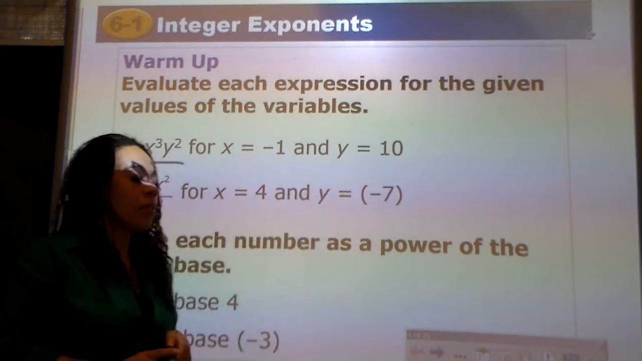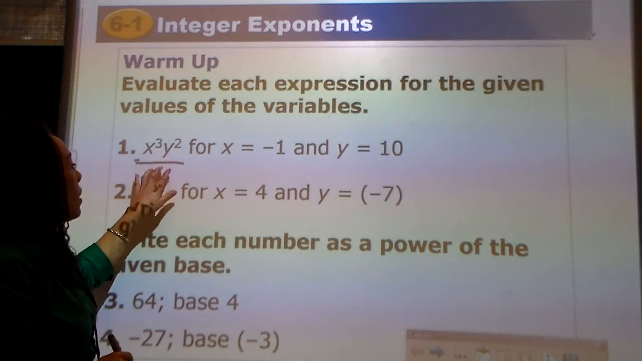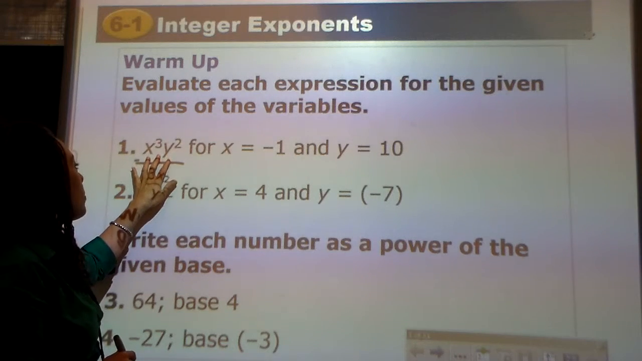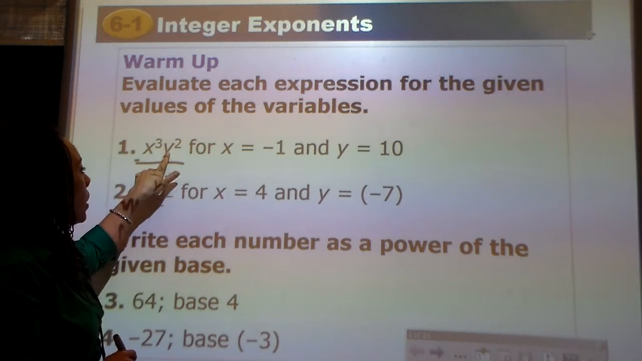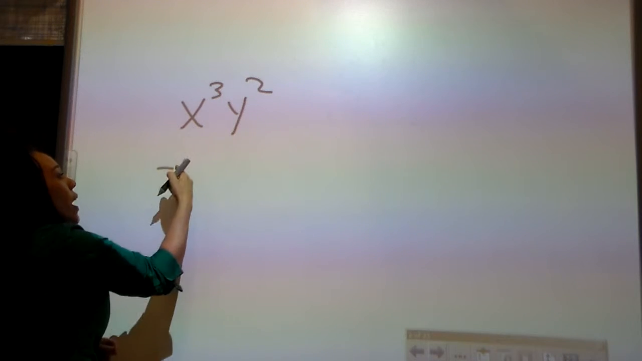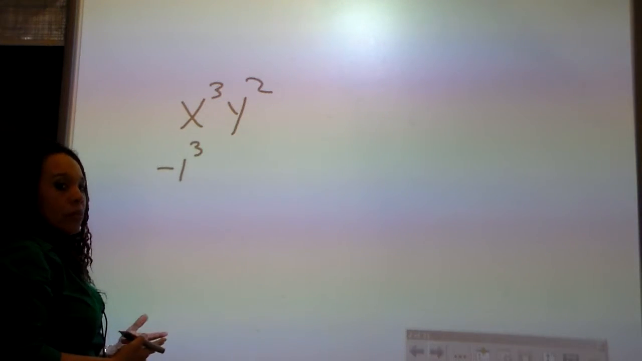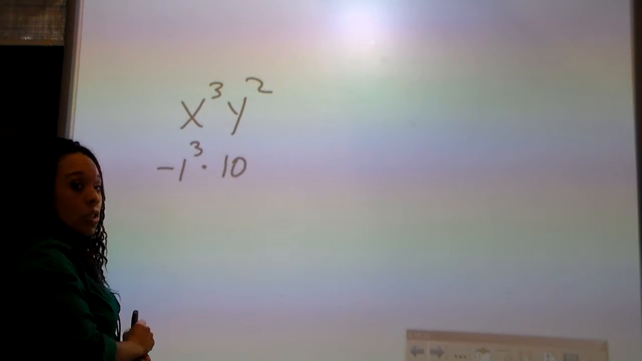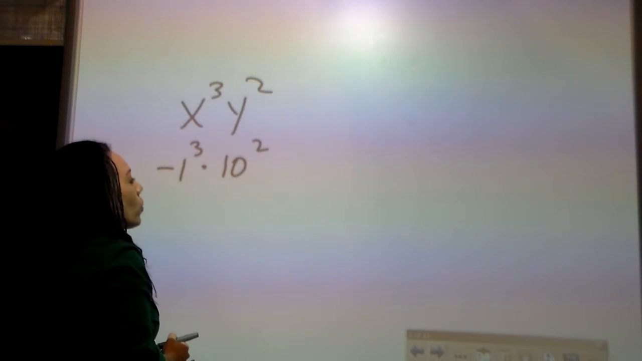So we're going to use the -1 and 10, and we're just going to substitute those terms for these variables. Again, x is -1, y is 10. So I'm going to rewrite that. I had x to the third times y squared, and they said to use -1 for x, keep the power of the 3, times 10, which is what they said to substitute for y, squared.